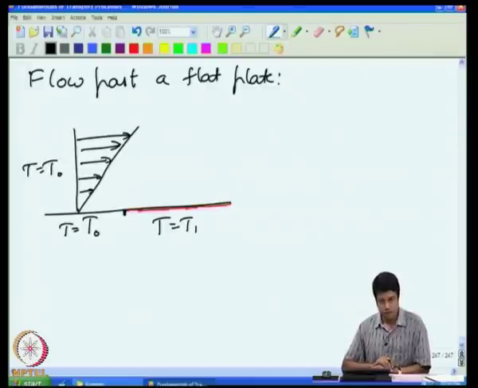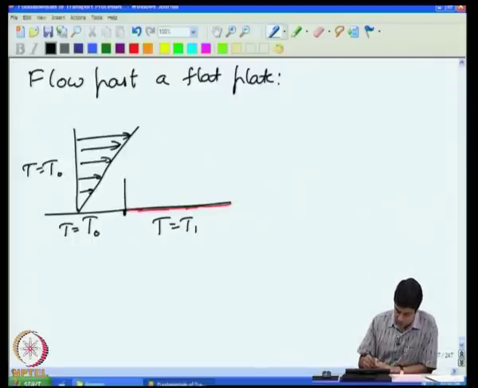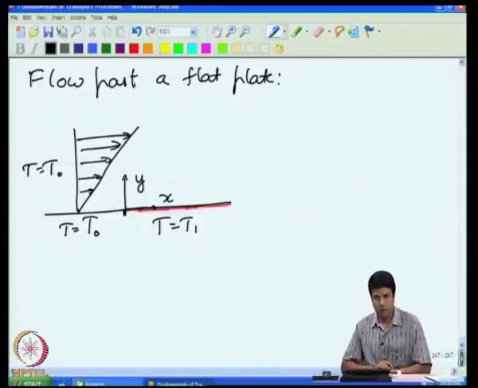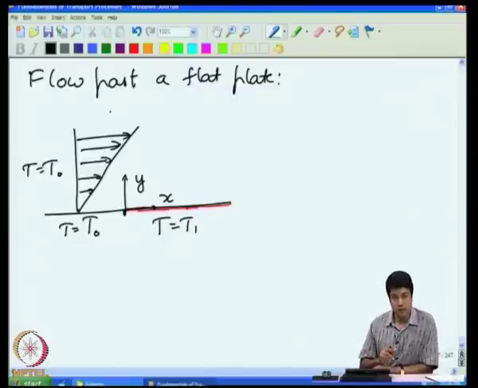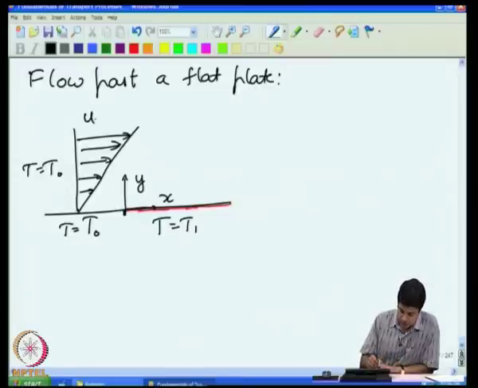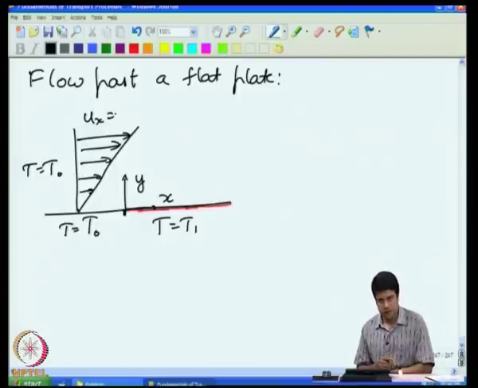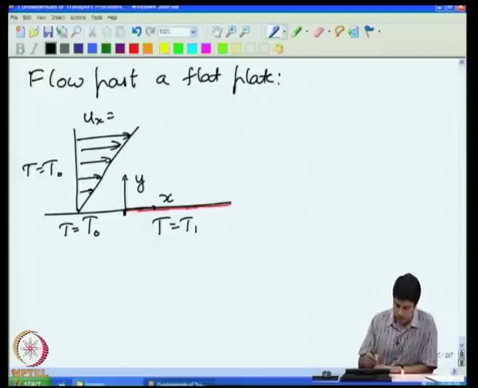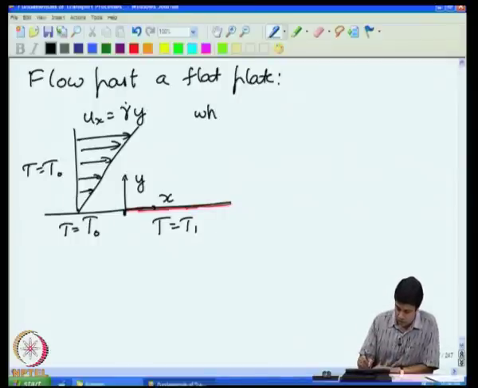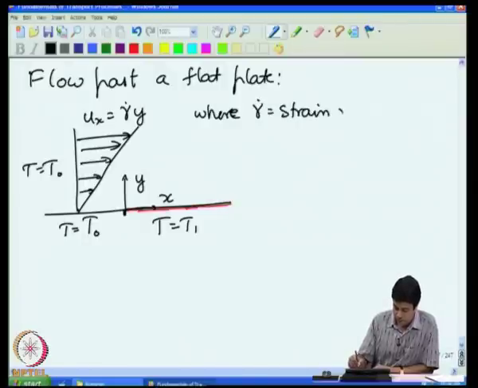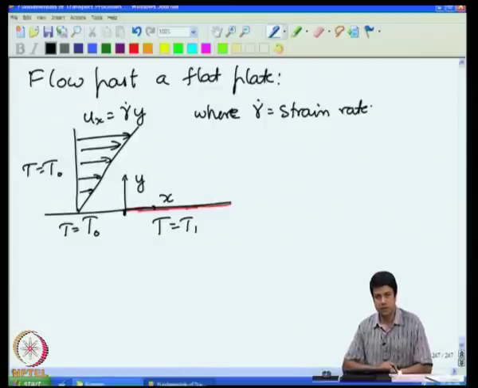So, let us first write down our coordinate system. I will use x as the coordinate along the flow, y as the coordinate perpendicular to the flow. The velocity field, the velocity is only in the x direction parallel to the flat plate. So, the velocity u x is a linear function of y, it increases linearly as y increases. I write it as gamma dot times y, where gamma dot is equal to the strain rate.